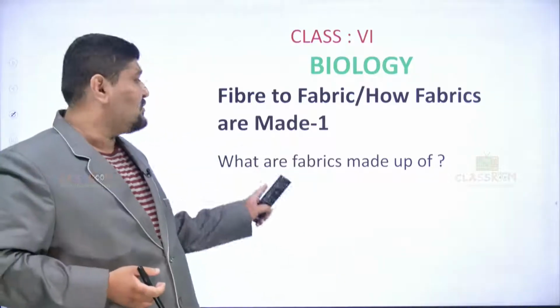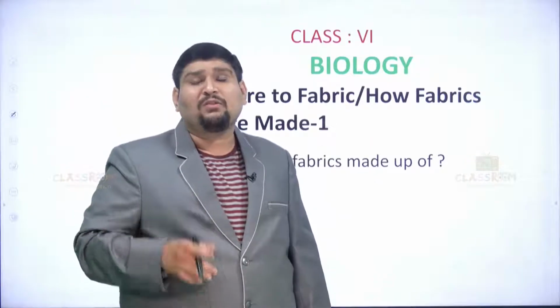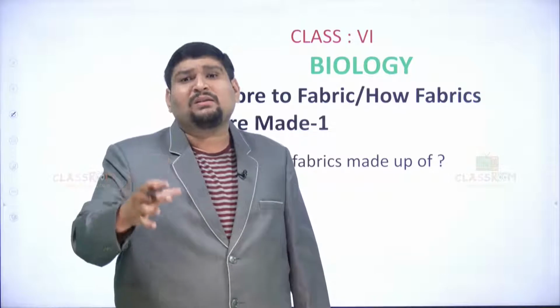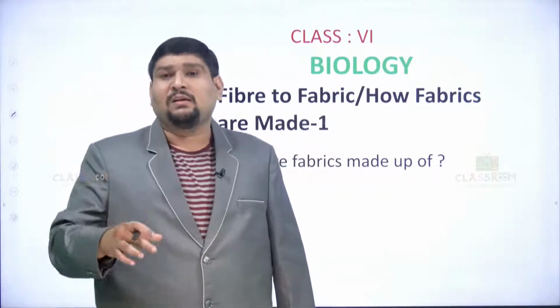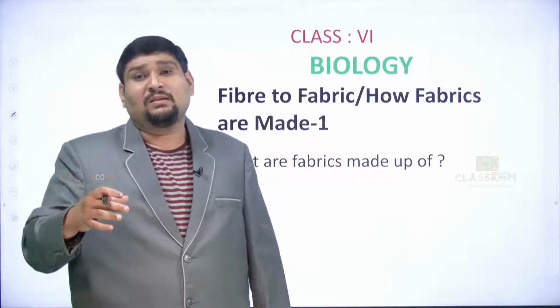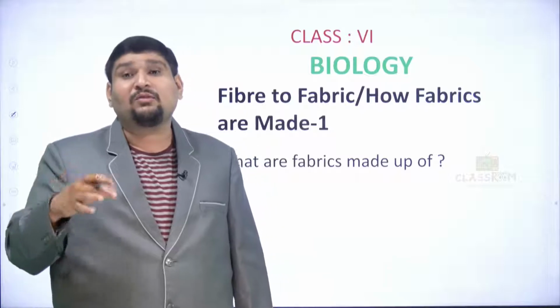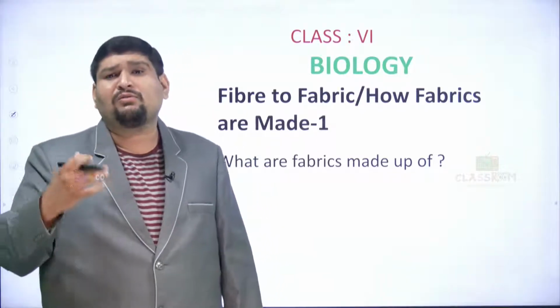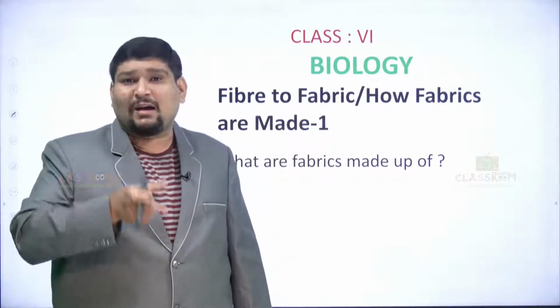First, in today's class, we will learn what these fabrics are made up of. As we know from earlier classes, there are different types of clothes: woolen clothes, cotton clothes. Wool is obtained from sheep, cotton is obtained from plants, silk is obtained from silkworm. So silk clothes, woolen clothes, cotton clothes, different types of clothes. The type of cloth which you are saying is called fabric here.